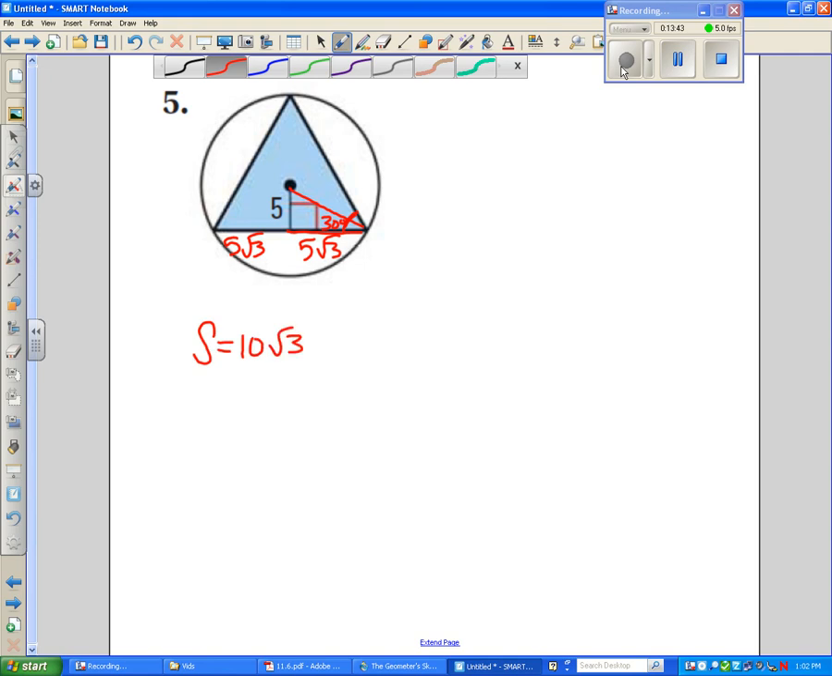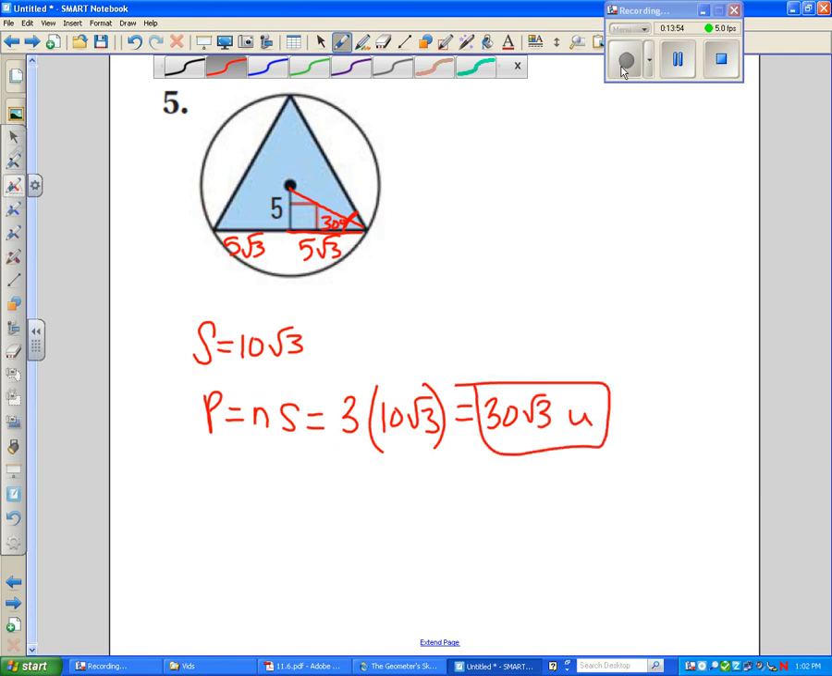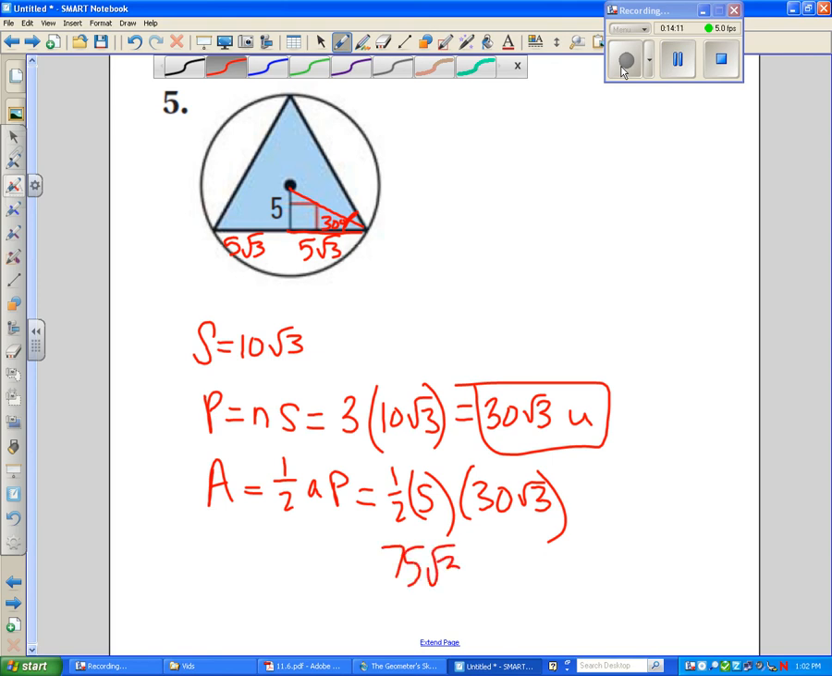If I were looking for the perimeter, it's just the number of sides times the side length. The number of sides is 3, but the side length is 10 root 3. That means this is equal to 30 root 3 units. That's the perimeter. The area, on the other hand, is 1/2 times the apothem times the perimeter. The apothem in this case is 5. The perimeter in this case is 30 root 3. So I just do 30 divided by 2, which is 15, times 5, which is 75 root 3. And this is units squared.